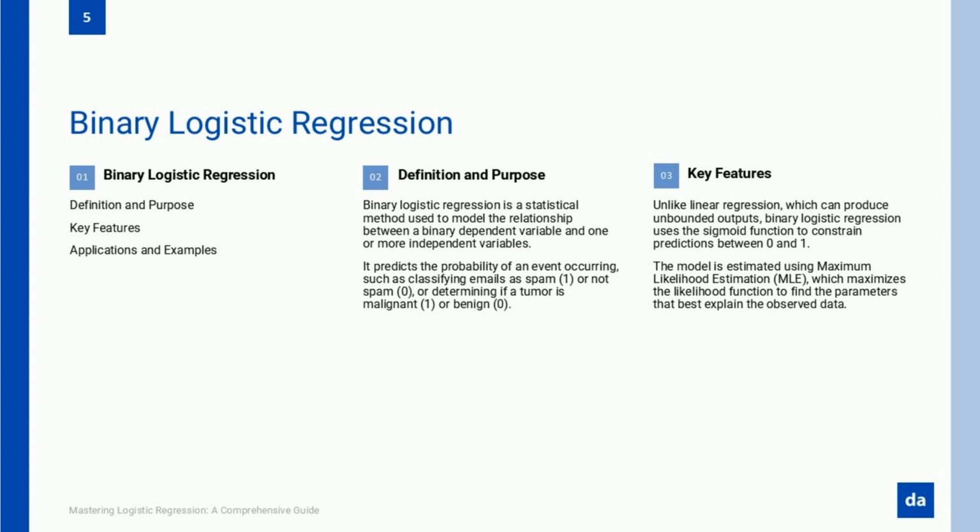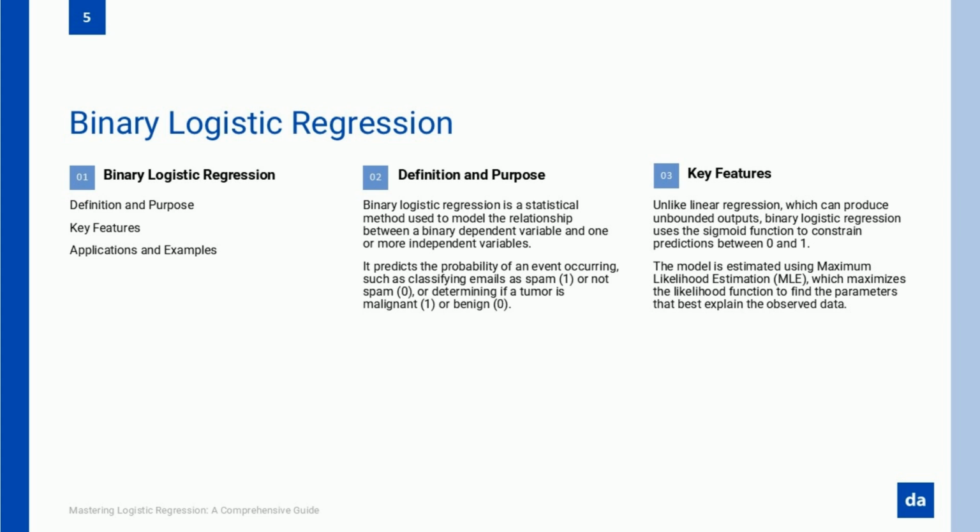Let's say you work for a bank and you need to figure out whether a customer is likely to default on a loan or not. You have all sorts of information, income, credit score, spending habits, but at the end of the day, your model needs to give you a clear yes or no answer. That's exactly what binary logistic regression is designed for.